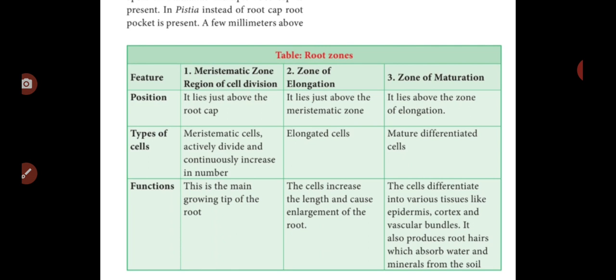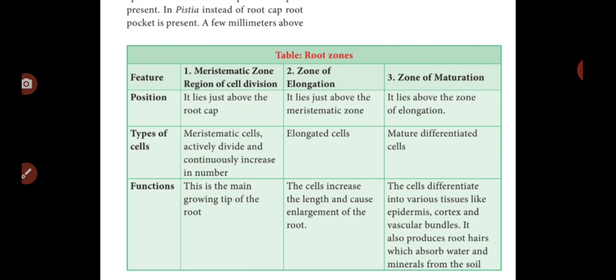Next, the types of cells which are present in the region of cell division, meristematic zone, are meristematic cells. So அதனால தான் நம்ம இந்த region of cell division meristematic zone-னு சொல்றோம். அங்க என்ன type of cells நமக்கு இருக்கு? Meristematic cells இருக்கு. So because of that it is actively dividing and continuously increasing in number. So continuously divide ஆயிட்டே இருக்கறனால the number of cells is increasing. Next, function. What is the function of this zone? This is the main growing tip of the root. So rootல growing region அப்படினு பாத்தீங்கன்னா the tip region, this meristematic region is the growing region of the root. So this is the function of this zone.